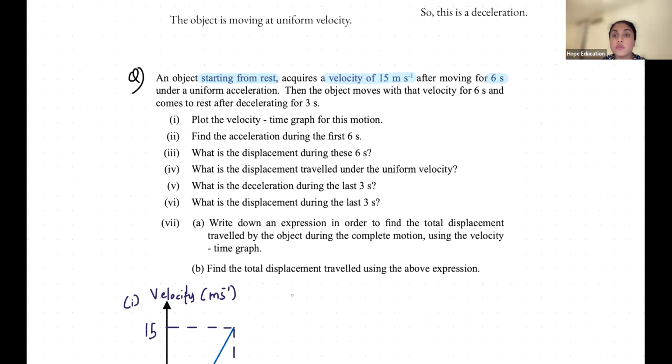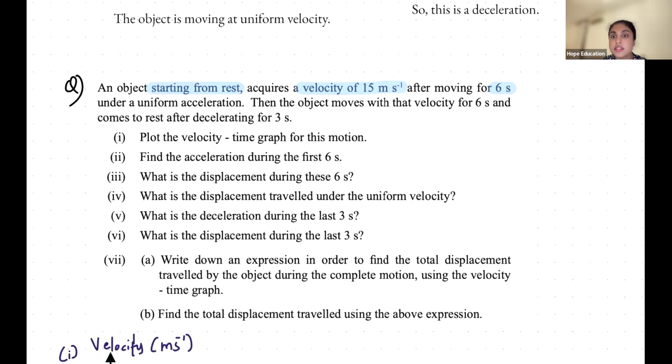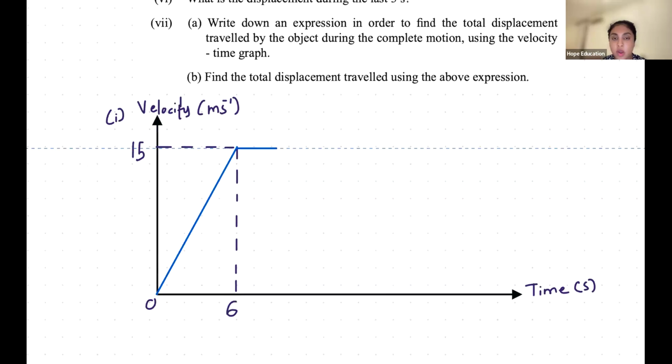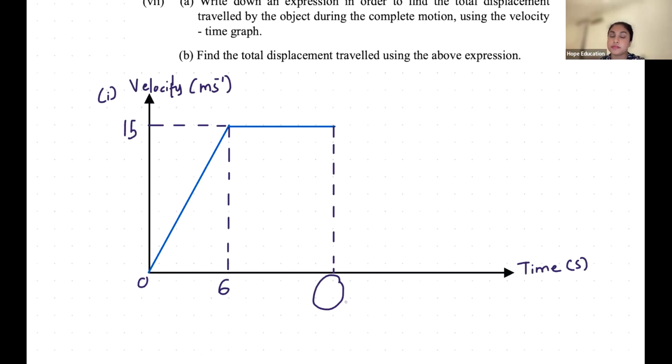Then the object moves with that velocity for another 6 seconds. That means the velocity is not changing. It is moving with the same velocity for 6 seconds. Look at that. Then what is the time here?